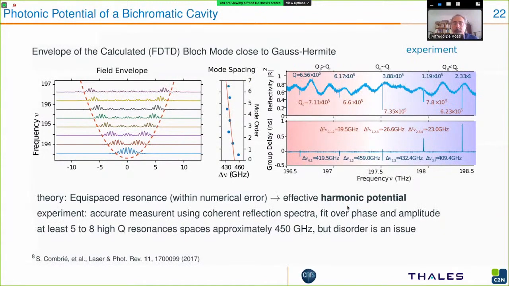So this is the calculation on the left-hand side. What you see is the envelopes of 8 modes that exist in the photonic crystal cavity that I've shown you before. And they do look like the Gauss-Hermite modes that you have in a harmonic oscillator. And more importantly, they are equispaced.